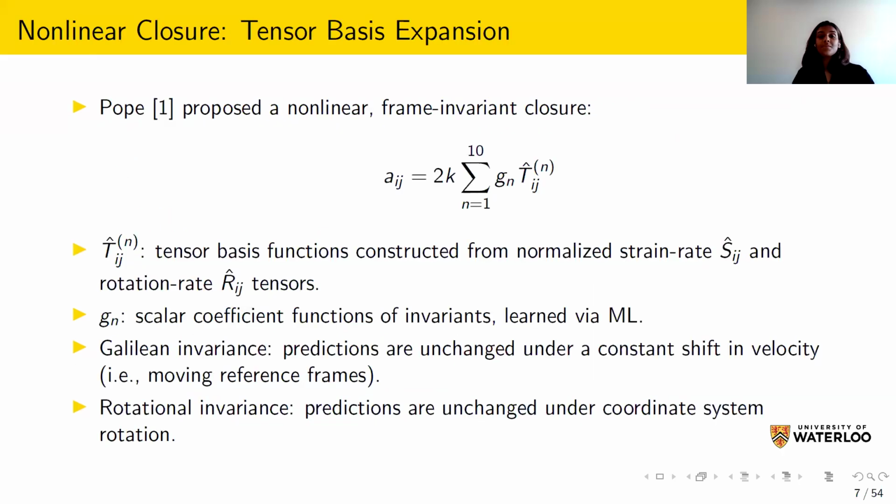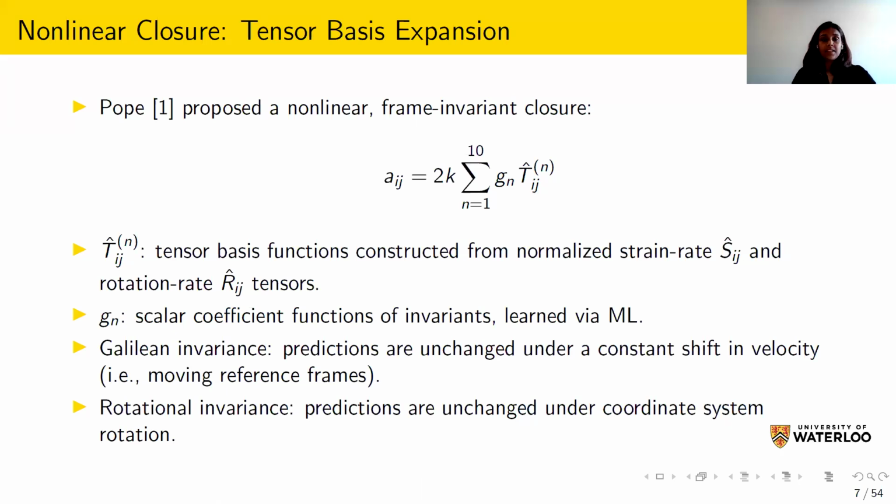So coming back to the closure problem, Pope proposed this nonlinear framework where Aij can be broken into this complex mathematical function. Tij is essentially a tensor basis function that's constructed using the normalized strain rate and rotation rate tensors. And the Gn over here are the scalar coefficients that our goal is to learn via machine learning.